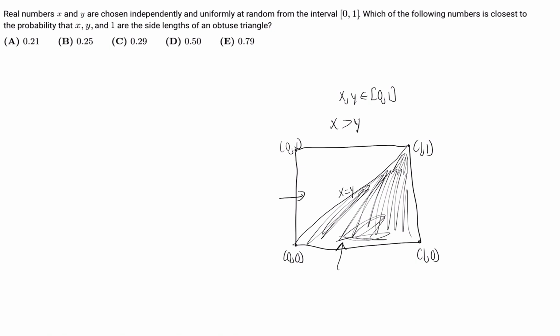The area of this region is going to be 1 times 1 over 2, by base times height over 2, which is 1/2. And the area of this whole region is 1. So the probability that x is more than y is just 1/2. That makes sense because of its symmetry. Okay, now let's solve this AMC problem, which will be significantly harder.